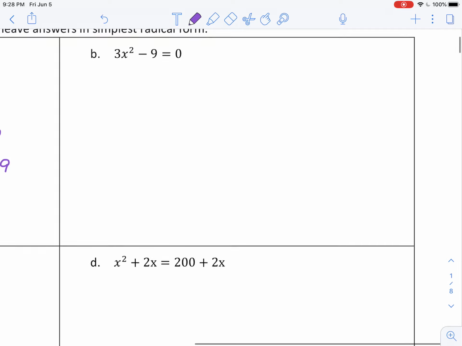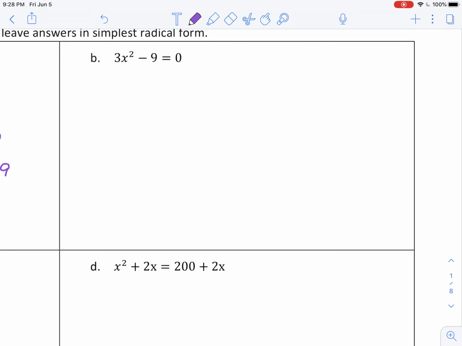So let's do another one. Similar structure, so I'm going to do the minus 9 first. The opposite of subtracting 9 is to add 9, which yields 3x squared equals 9. Just like before, I'm not going to touch the squared right now.